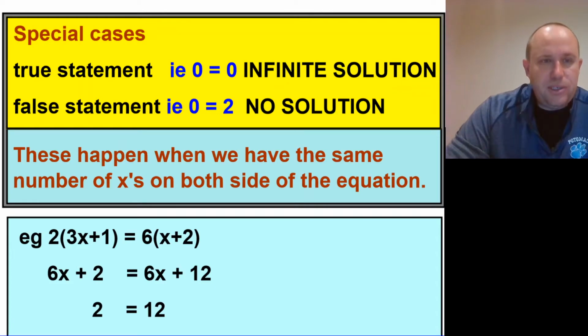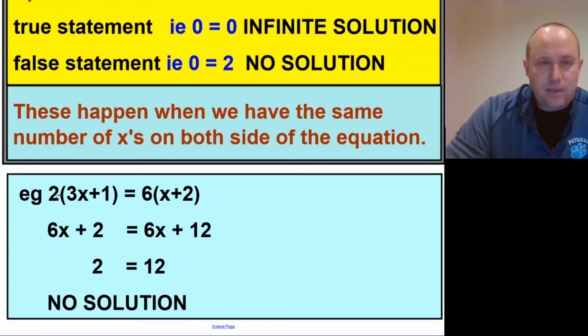And those types of questions happen when we have the x's on both sides. Like the question you can see here, when I distribute, I get 6x and 6x. So I know that they're going to cancel. And then 2 equals 12. They're different numbers. 2 does not equal 12, so no solution. And then we can carry on.